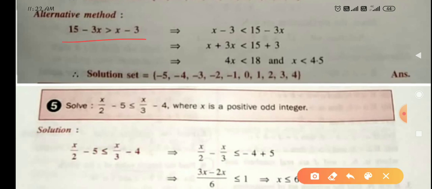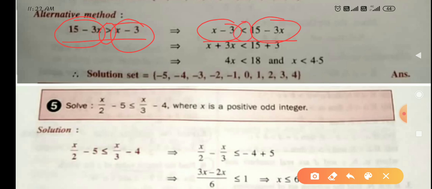Here what they are doing, this is the second part, 15 minus 3x is greater than x minus 3. They are interchanging the place of LHS and RHS. Means RHS they are making LHS, LHS they are making RHS. You see, this was RHS, this has become LHS. This is LHS, this has become RHS. So if you do so, then the inequality sign will change. It was greater than, now it has become less than.